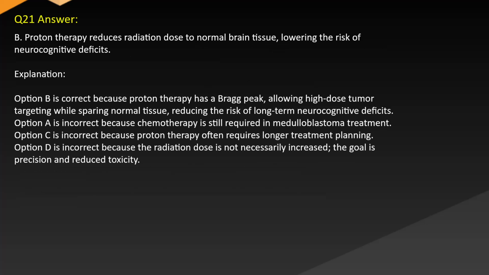Answer: B. Proton therapy reduces radiation dose to normal brain tissue, lowering the risk of neurocognitive deficits. Explanation: Option B is correct because proton therapy has a Bragg peak, allowing high-dose tumor targeting while sparing normal tissue, reducing the risk of long-term neurocognitive deficits. Option A is incorrect because chemotherapy is still required in medulloblastoma treatment. Option C is incorrect because proton therapy often requires longer treatment planning. Option D is incorrect because the radiation dose is not necessarily increased. The goal is precision and reduced toxicity.